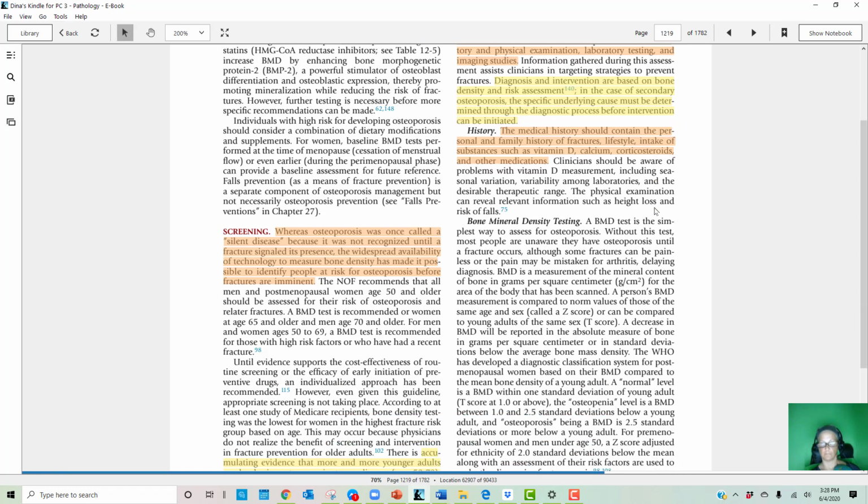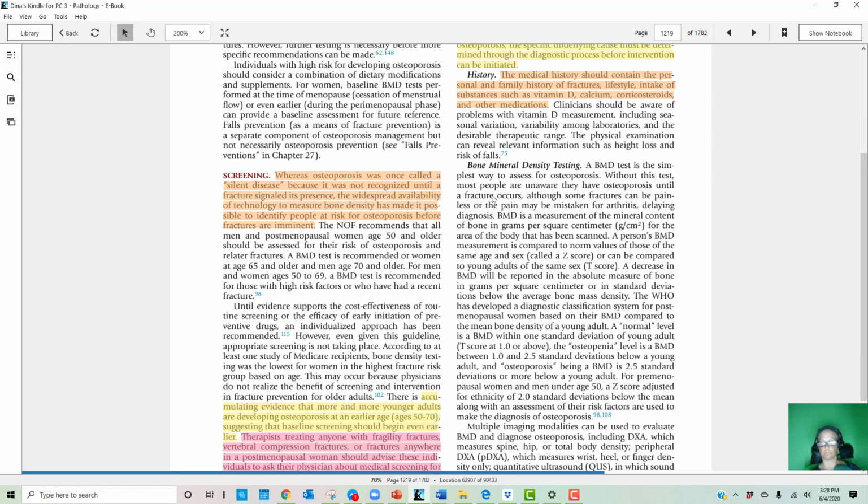A BMD test is the simplest way to assess for osteoporosis. Without this test, most people are unaware they have osteoporosis until a fracture occurs, although some fractures can be painless or the pain may be mistaken for arthritis, delaying diagnosis. BMD is a measurement of the mineral content of bone in grams per square centimeter, g/cm², for the area of the body that has been scanned.